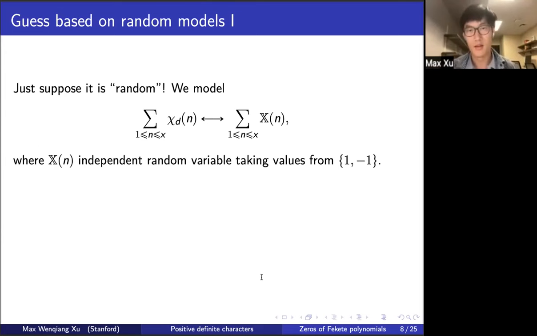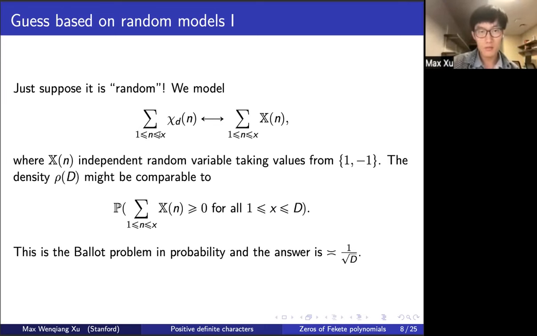So let's say we replace chi_d(n) by a purely random variable X_n. Suppose X_n is independent, just because it makes life easier, taking values either one or negative one, and d being positive definite. For the rest of the talk, most of the time I just focus on the positive definite case. There are two questions, but they are more or less related. I will focus on this more intuitive question and try to make a guess based on the probability model, replacing chi_d(n) by X_n.